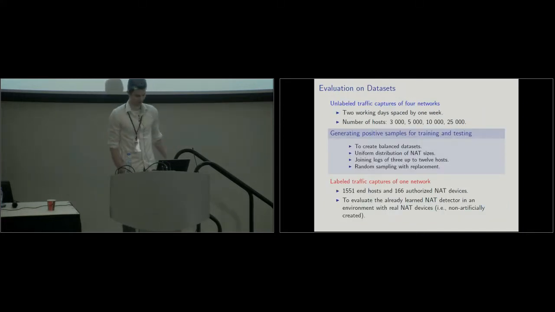And in such way prepared NAT detector, we evaluate it on real network data. We have two types of data at our disposal: the unlabeled traffic captures and labeled traffic captures. The unlabeled data are collected from 4 networks, which are of different sizes. We have networks with about 3,000, 5,000, 10,000, and 25,000 hosts. And the data were collected from 2 days, which were spaced by 1 week.